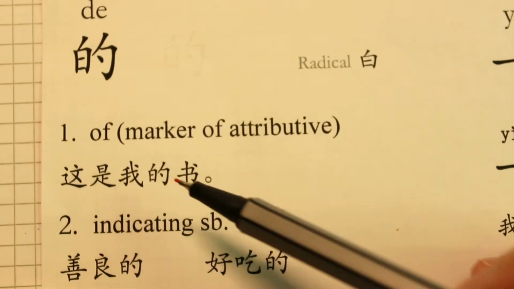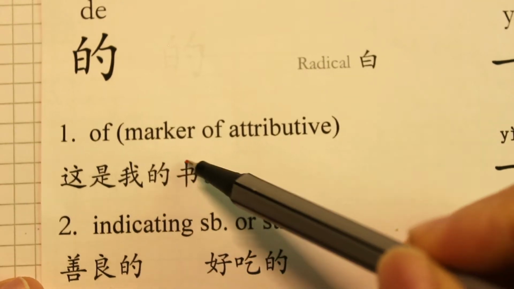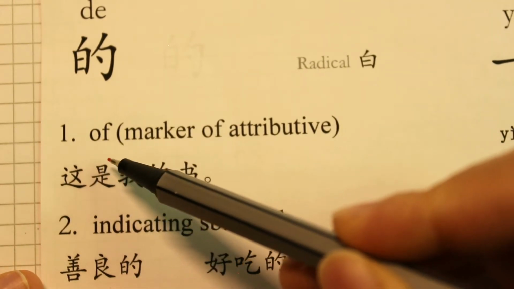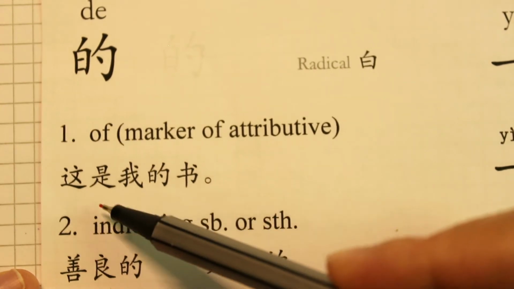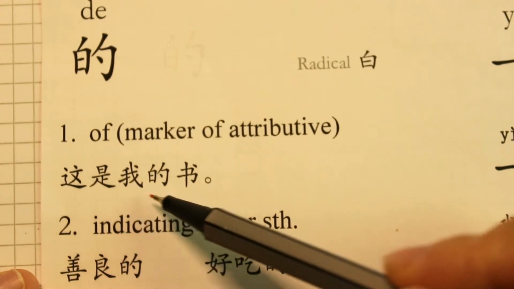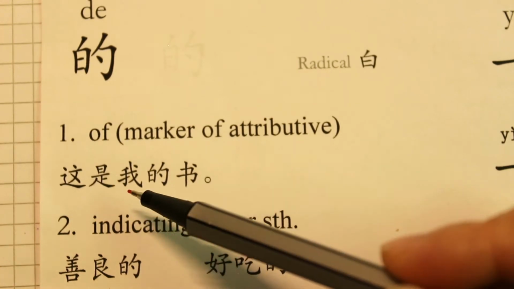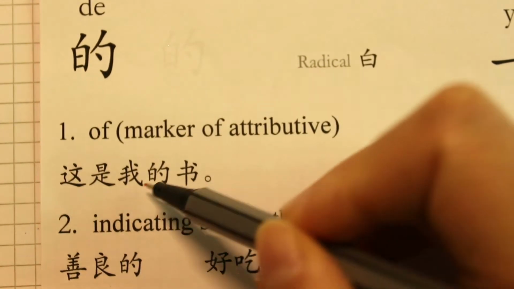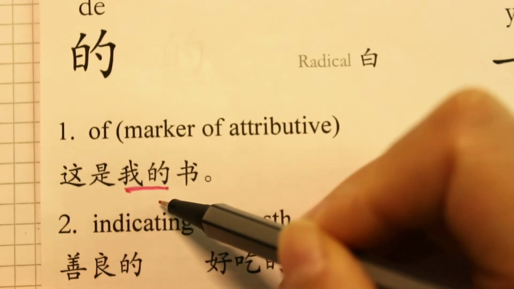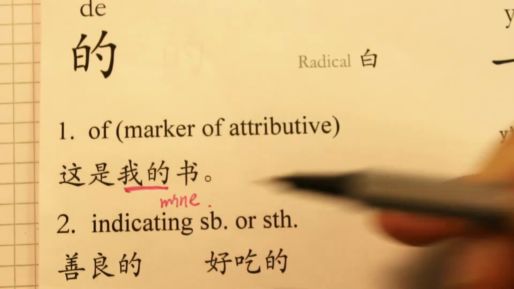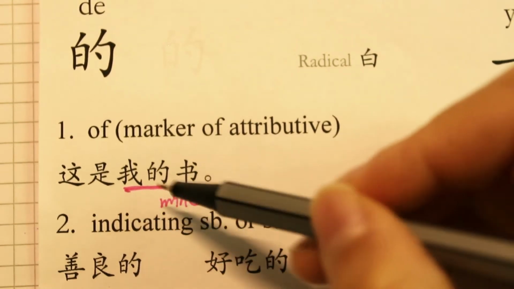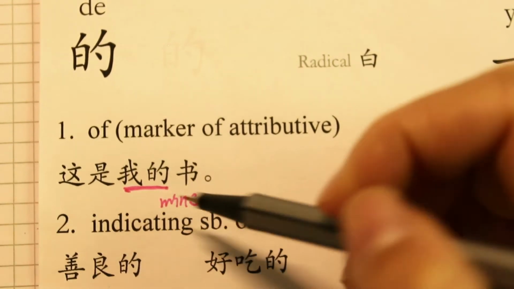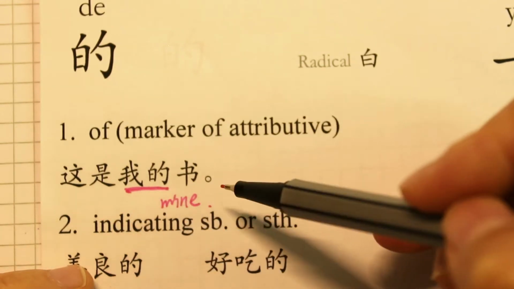So it has 2 meanings. The first meaning, it means of. It means the marker of the attributive. Here is the example. 这是我的书. It means this is my book. So here 我的 means my. So it will mark the attributive of someone's something. So 这是我的书.